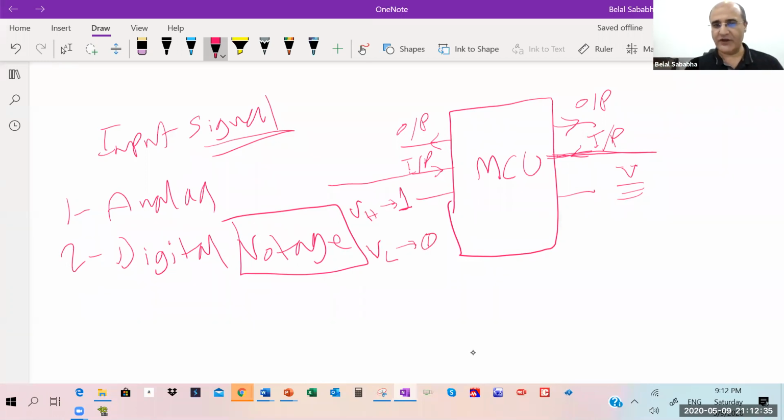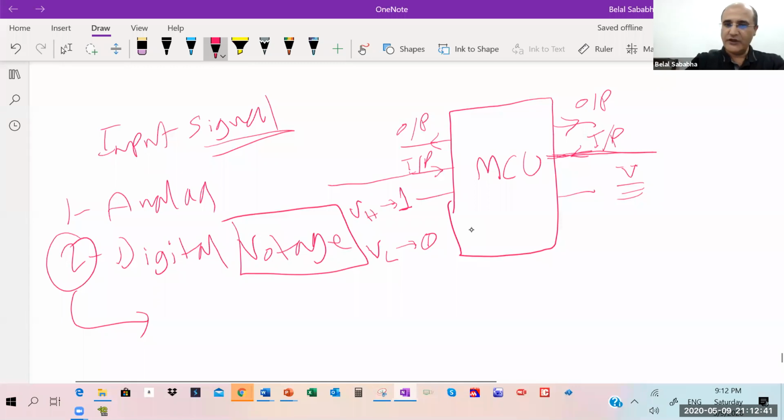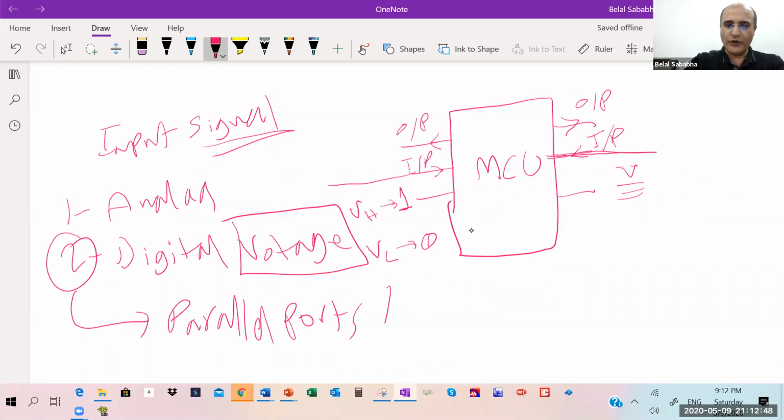So binary, okay? And the pins capable of dealing with digital voltage, okay, are the parallel ports, or digital ports. And I told you why parallel, it didn't come from here, but now you know. Parallel ports read digital signals, okay? Digital pins.